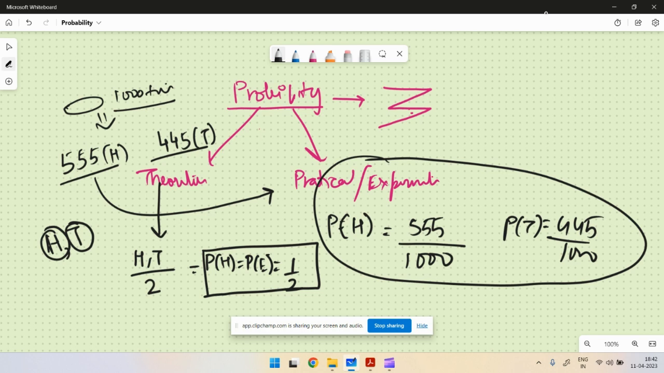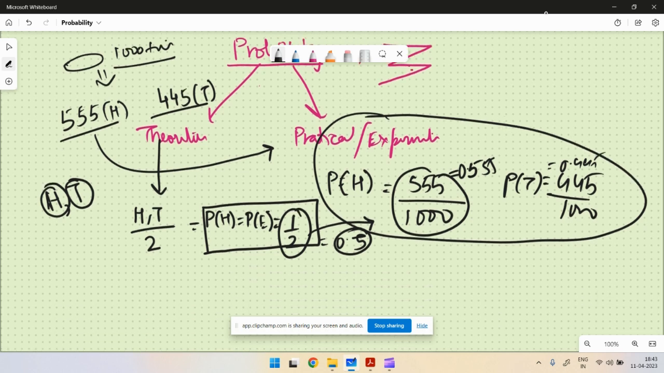Theoretically, if you calculate for 1,000 events, the probability will still be half. Here the probability is approximately 0.555 and 0.445, and here it is exactly 0.5. This is the difference between theoretical probability and practical probability. Majorly we'll be discussing theoretical probability only. So what is theoretical probability?